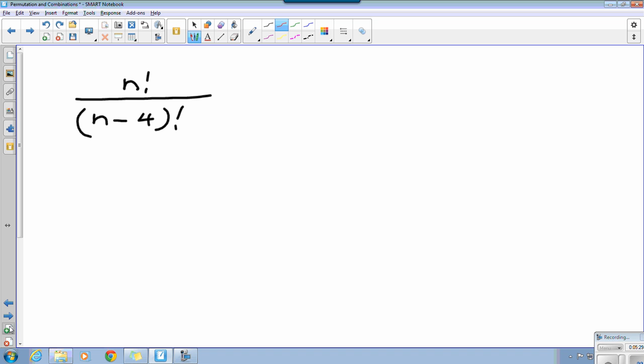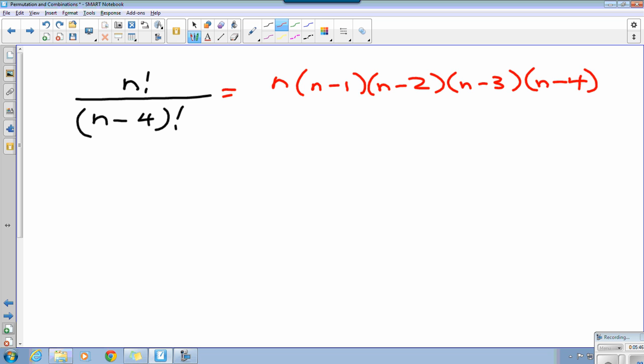Factorials, we learned day one of this unit, means start with that number and just keep multiplying by the numbers less than it. So if I started at n, the number less than n is n minus 1, and then the next one's n minus 2, then n minus 3, then n minus 4. Factorial, because this will keep counting down, but I stopped at n minus 4 because on the bottom is an n minus 4 factorial. And what happens?